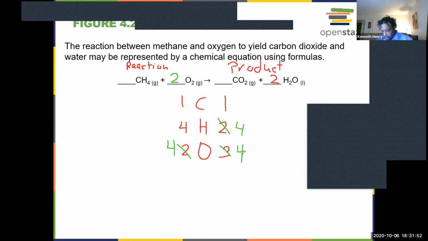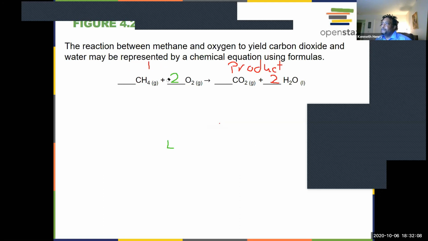Okay, so let's make this a little more challenging. I know we're getting ready to go into lab, but we're going to do it anyway. Let's say we had a combustion reaction again, but we're going to change this one. We're going to do C6H12O6, glucose.